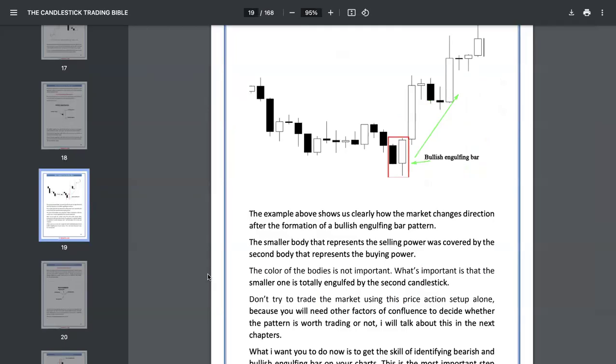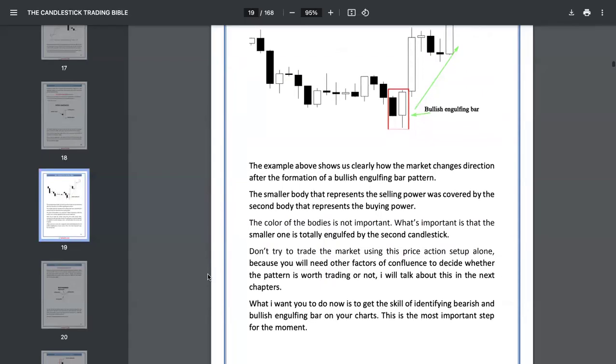The color of the bodies is not important. What's important is that the smaller one is totally engulfed by the second candle. Don't try to trade the market using the price action setup alone, because you will need other factors of confluence to decide whether the pattern is worth trading or not. I will talk about this in the next chapters.